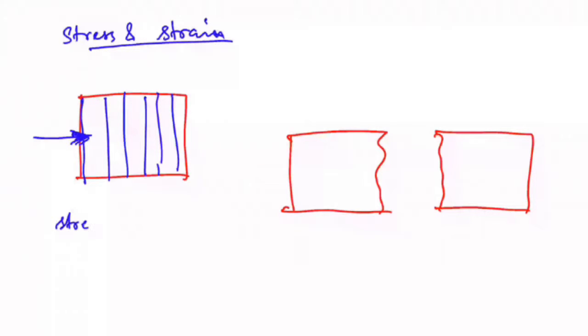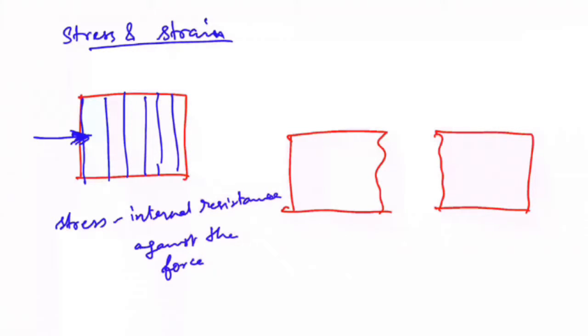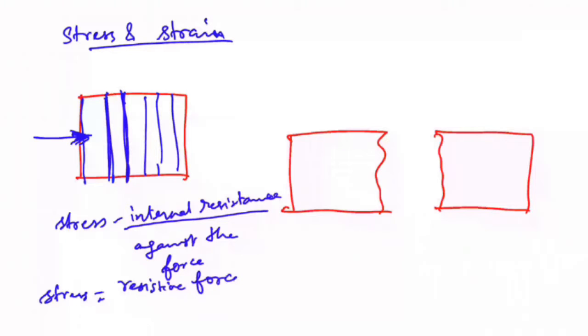So the stress, which is the internal resistance against the force or load, I can say, that is applied on a body. This internal resistance actually is acting on the cross sections, in all the cross sections. So the stress is actually equal to the resistive force acting on a particular cross section.